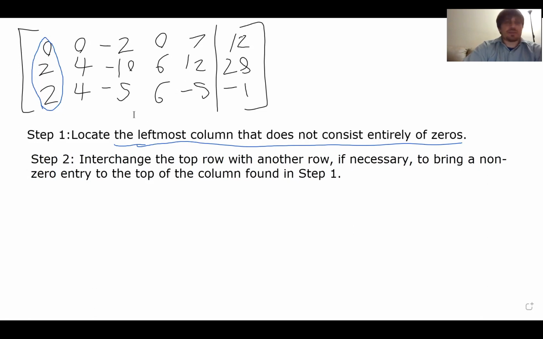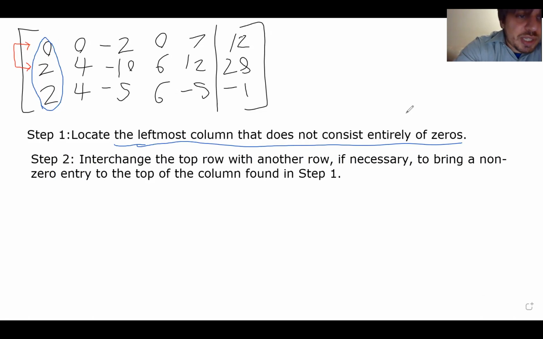Okay, so the problem with this first column, the column that I have circled in blue, is that the top entry of that column is 0. We want a non-zero entry there. And so what we're going to do is switch the first and second rows. By switching them, we're going to have a non-zero entry at the top of that column. Right now it's a 0. We switch the first and second rows, we then have a non-zero entry at the top of the column. And so that's step 2, okay? So I'm going to do that here.